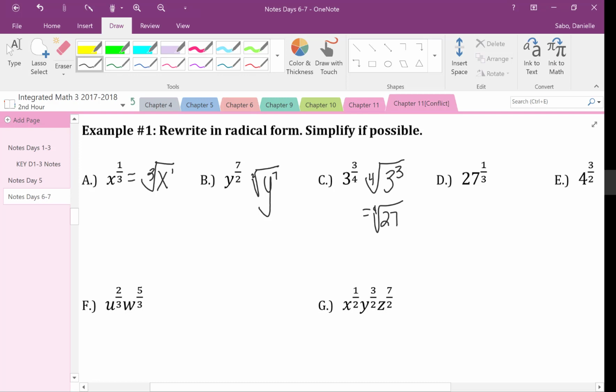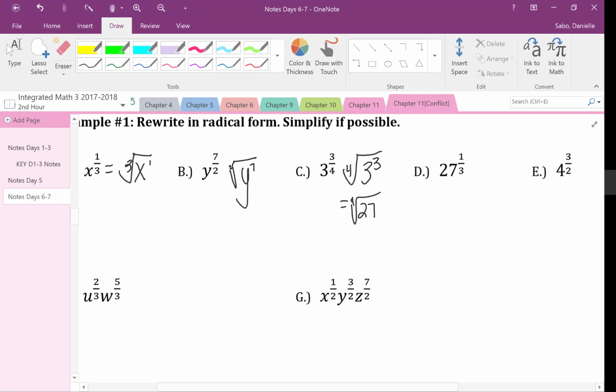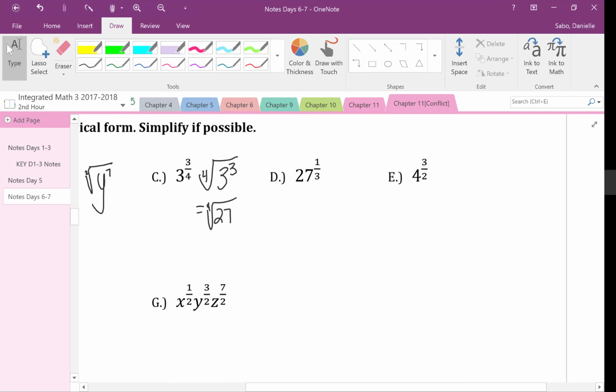The bottom, the denominator, becomes the index. The numerator becomes the power or the exponent. And that makes sense, right? If I have something to the 7th power, it should be up in the exponent. Always think the numerator is above the denominator. Your exponent is above your index. If you need to visualize it, the exponent is always higher than your index, just like the numerator is above your denominator. Very good.